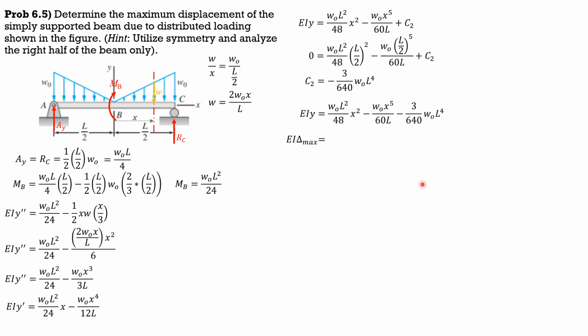So EI δ_max equals negative 3/640 W_O L⁴. So δ_max is negative 3 W_O L⁴/640 EI. So that's it. It's negative, so it is a downward deflection.